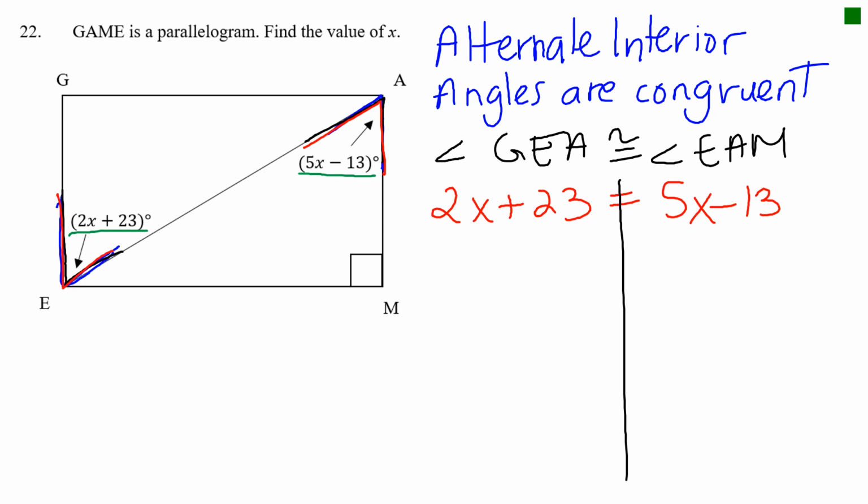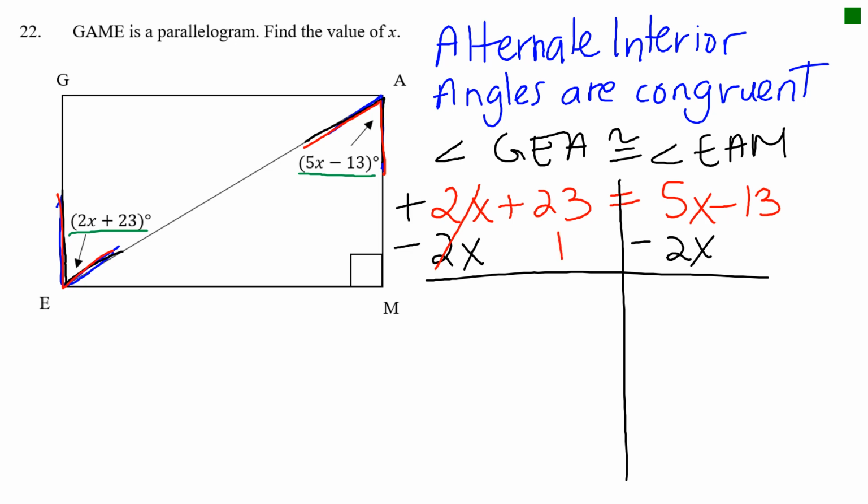Dealing with my x's first, we want to get them where they're bigger. 5x on the right is bigger, so we want to get this positive 2x to go to the right. So we're going to do the inverse operation, which is subtract 2x from both sides. On my left, 2x minus 2x will eliminate. We can bring down a positive 23, bring down the equal sign. On the right, 5x minus 2x is 3x. We haven't done anything to the minus 13, so we're going to bring that straight down.